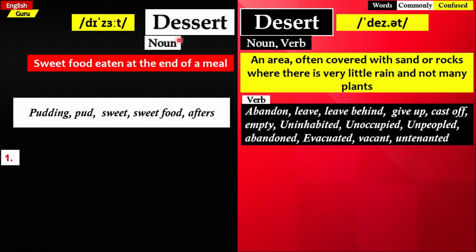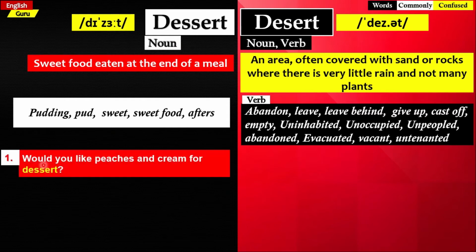Let us see the usage of dessert in sentences. The first one: would you like peaches and cream for dessert? So which one do you prefer? Peaches and cream, both are one. That is what? A sweet.